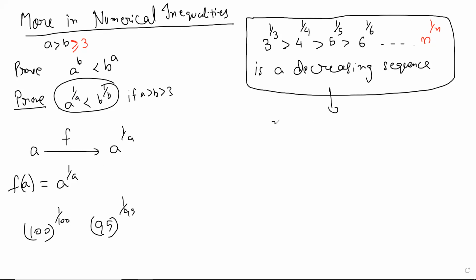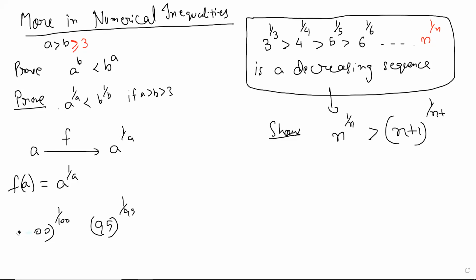All you need to show here is that n to the power 1 by n is bigger than n plus 1 to the power 1 by n plus 1. This is a slightly simpler version of the statement, which will actually imply the statement, right? Because you can build on it, n plus 2, n plus 3. So it becomes a simpler problem. Initially it was not clear, because there were two different quantities. But once you make them look like similar things, you can do this. So basically the task now reduces to showing this.